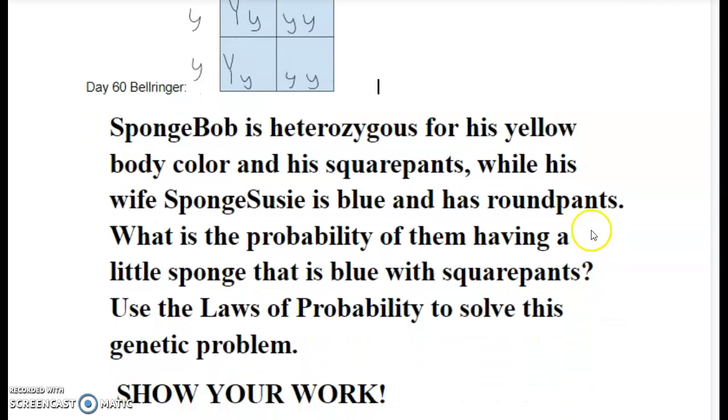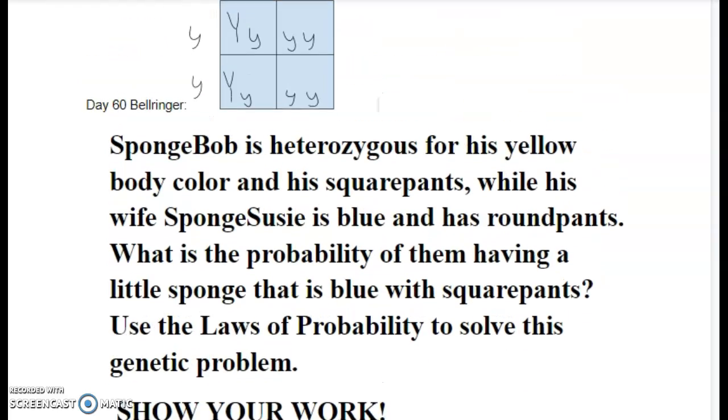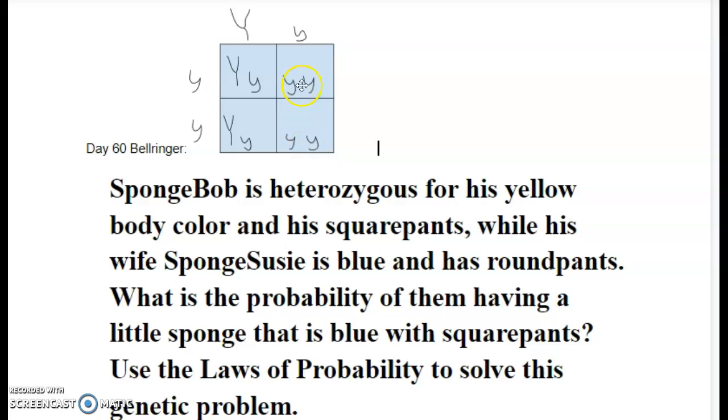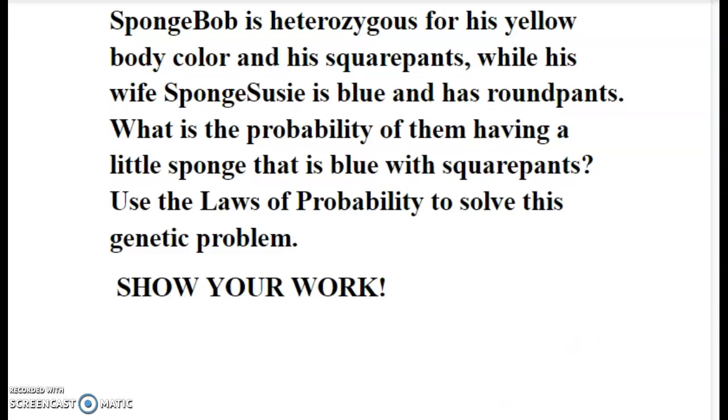We want to see if the baby will have what color skin. We want to see if the baby will be blue. So if the baby's going to be blue, it's going to have to be little y, little y. So up here we have 2 out of our 4 little y, little y. So let me write that down. Here we have 2 out of 4, or we can reduce that down to 1/2, 1 out of 2. It would be phenotype blue.